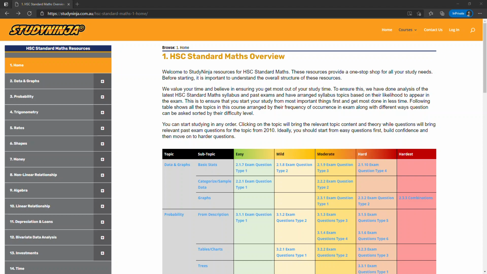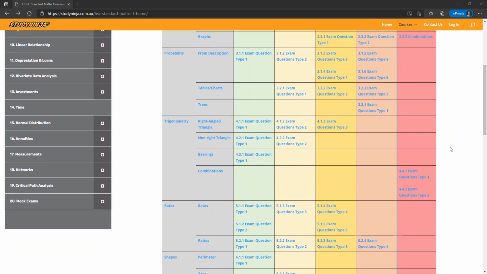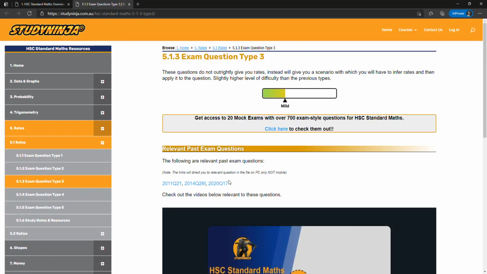Hi everyone, let's look at question number 17 from 2020 HSC Standard Maths exam. This question came from the topic of rates and ratios, and on the study matrix it's one of the mild kind of questions. So let's open this and go to question number 17.